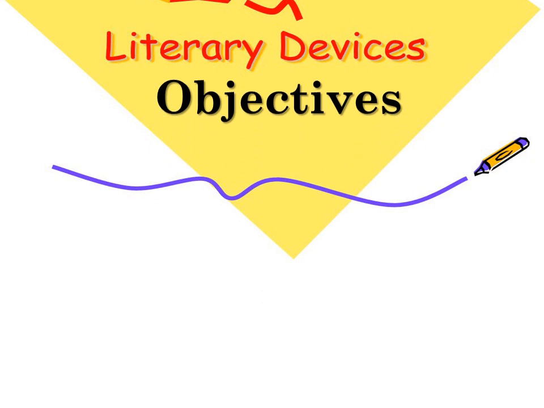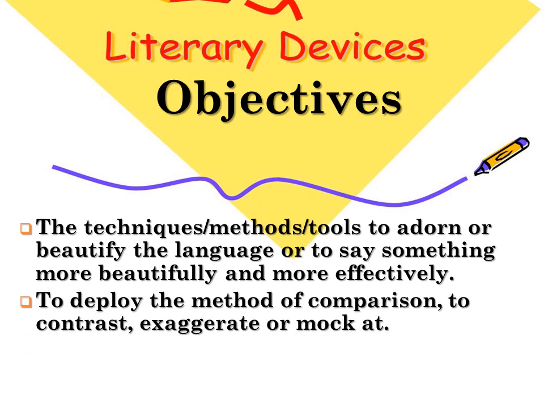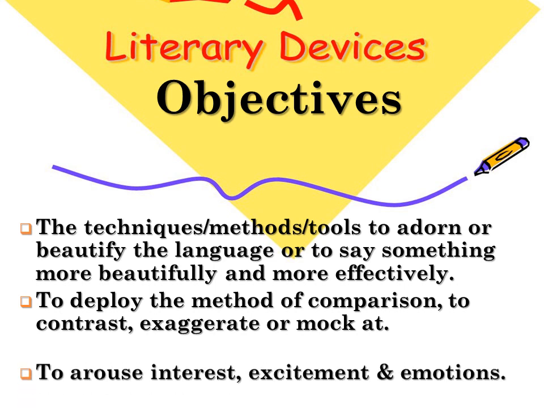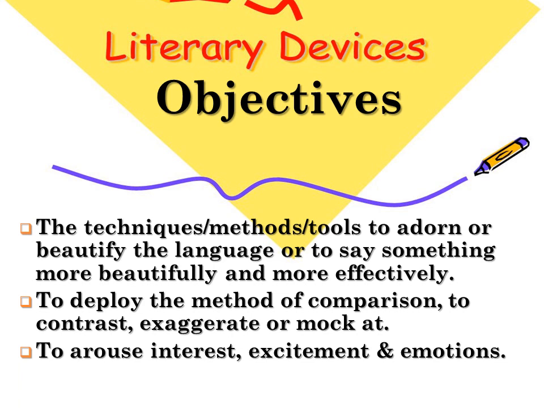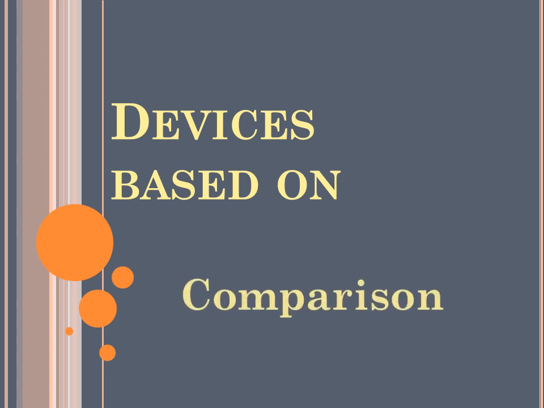So let us start. Literary devices are the techniques, methods, tools to adorn or beautify the language, to say something more beautifully and more effectively. They are the methods of comparison, to contrast two things, to exaggerate or mock at something. They are used to arouse interest, excitement, and bring out emotions through a piece of literature. So let us start with the devices based on comparison.